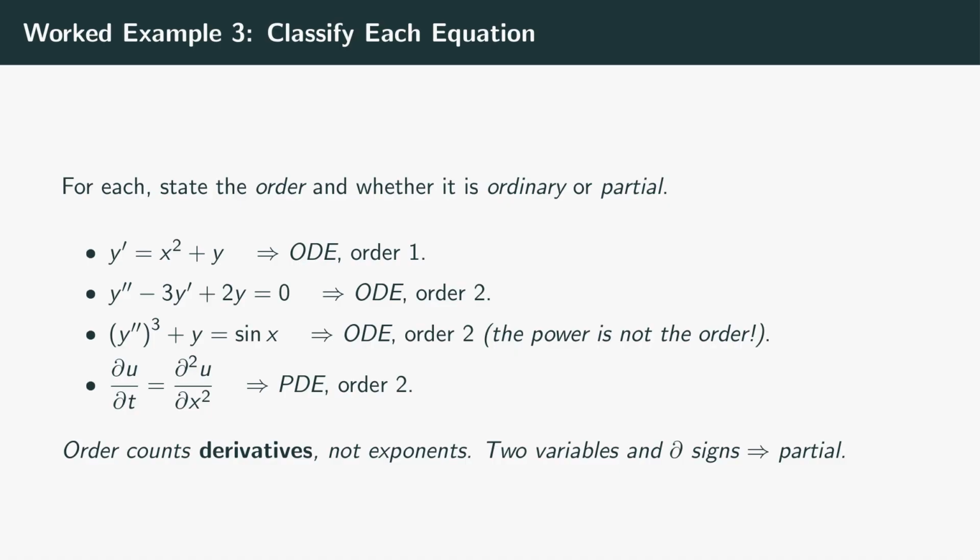Finally, the partial of u with respect to t equals the second partial of u with respect to x. Two independent variables and curly partial signs. That is a partial differential equation of order 2. The rule: order is the highest derivative. Curly partials with several variables make it partial.